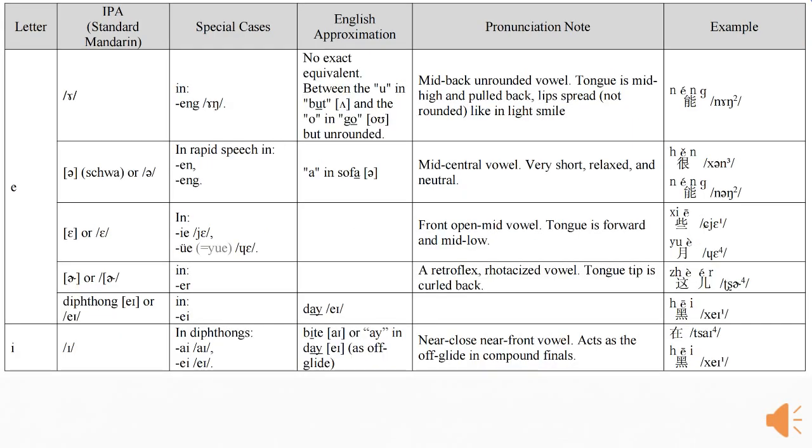Letter e in compound final n is pronounced as e. For example, neng. But in rapid speech in n and ng, it can be pronounced as schwa. Hen, neng. In ye, yue, it's pronounced as ye, xie, yue. In ü, it's pronounced as in, for example, jur. In ei, it's pronounced as in diphthong ei, hui. Letter e is pronounced as e in ie, ue, for example, hey.